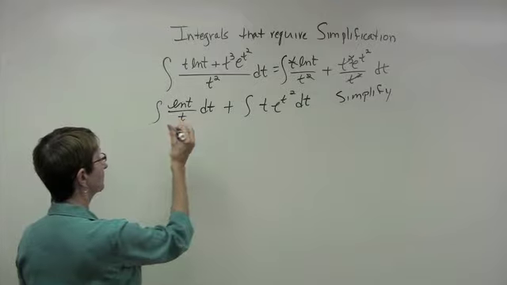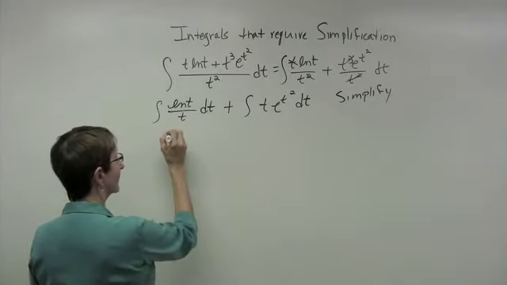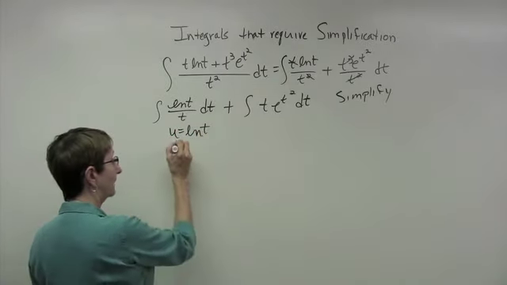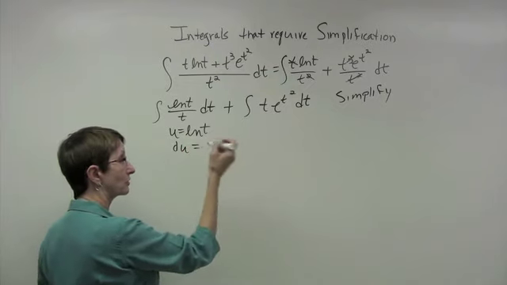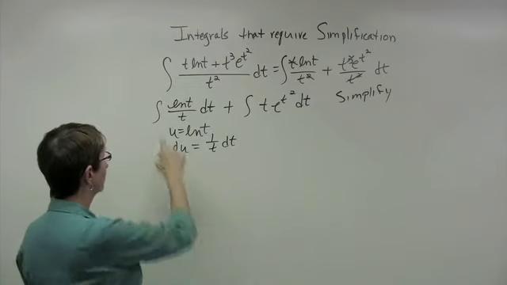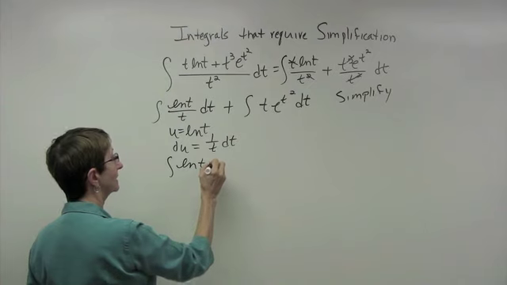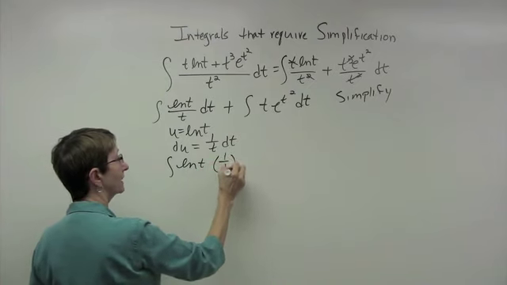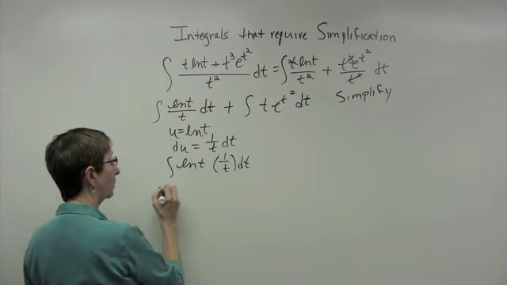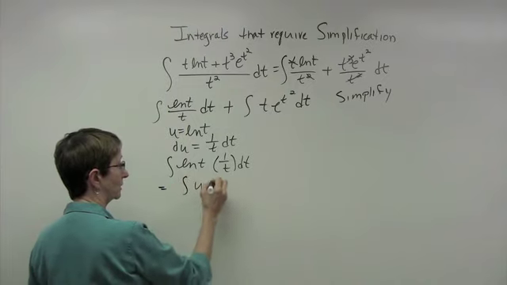So let's just look at this piece first. Here I have ln of t over t. Let's let u equal the worst part, which is the ln of t. Then du, the derivative of natural log of t, is 1 over t dt. So this integral could be written as ln of t times 1 over t, and then dt. This t can slide over there, which makes it u du.